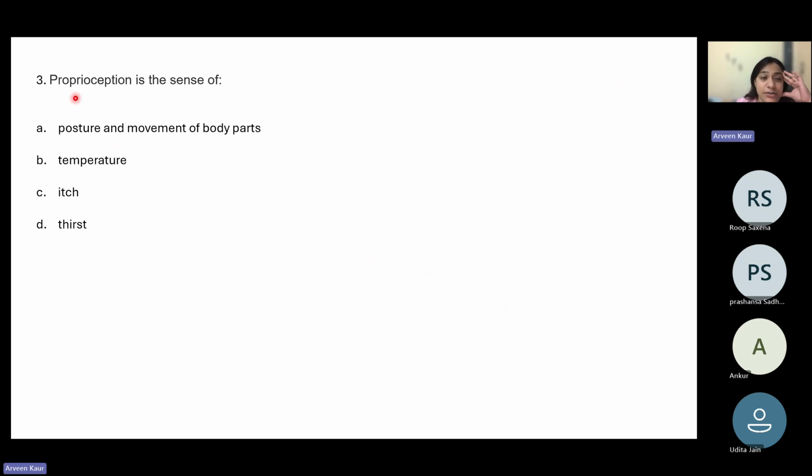Then proprioception is a sense of, we have not come to this, but I hope you'll know this. Proprioception is a sense of posture and movement of body parts, temperature, itch or thirst. Which out of these is true for proprioception?